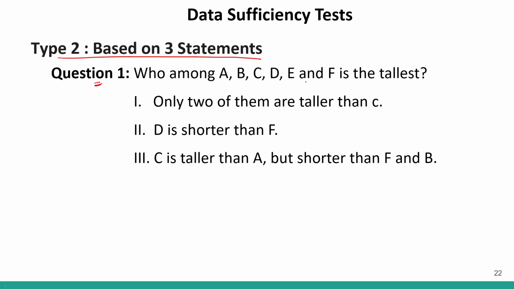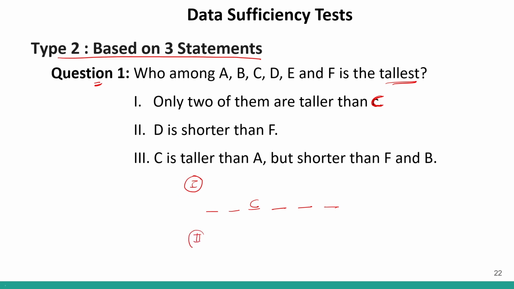Correct? The first statement says that only 2 of them are taller than C. This should be in capital. So if there are 6 people, 1, 2, 3, 4, 5, 6, only 2 of them are taller than C. Correct? C will be in this position. We have to find the tallest. So this is using data in the first statement.